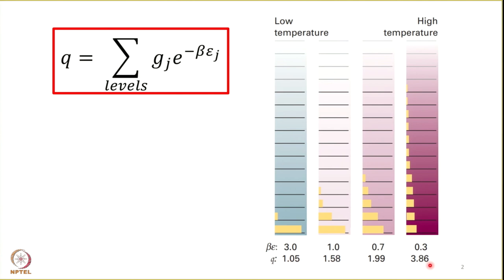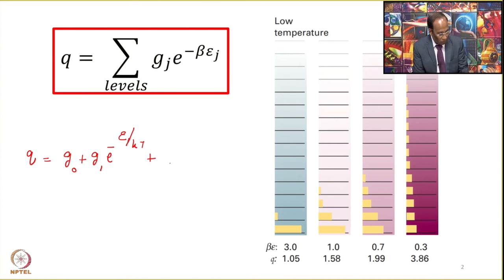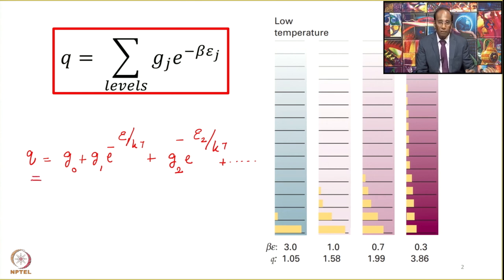Okay? So, I don't mind once again writing that Q is equal to G0 plus G1 into exponential minus E1 upon kT plus G2 exponential minus E2 upon kT and plus so on. So therefore, as the temperature increases and more and more upper states or upper levels are getting populated, the value of Q will start increasing.